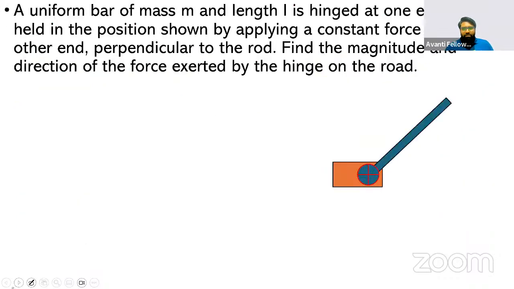ठीक है, अभी ये क्वेश्चन है, try to solve this question. A uniform bar of mass small m and length capital L is hinged at one of the end, held in the position shown by applying a constant force F at the other end, perpendicular to the rod. Find the magnitude and direction of force exerted by the hinge on the rod. देखो hinge क्या है? Hinge is that point about which the whole system is being rotated.